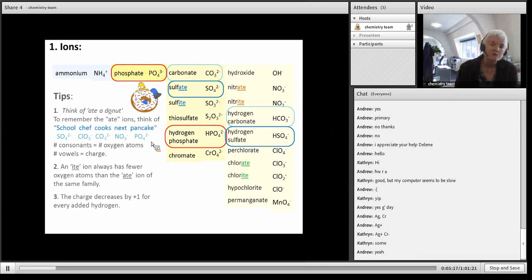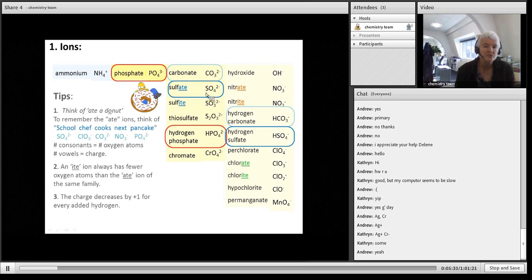Once you've worked out the -ate compounds, you can work out the hydrogen -ate compounds like hydrogen carbonate, and then the -ite compounds are always one oxygen less than an -ate. So sulfate has 4 oxygen atoms, sulfite has 3 oxygen atoms. Nitrate, 3 oxygen atoms, nitrite, 2 oxygen atoms. It's not very clear because of that blue thing coming over it. So please make sure you learn those. Some of them, like permanganate, you've just got to learn off by heart. Chromate, you've just got to learn off by heart.